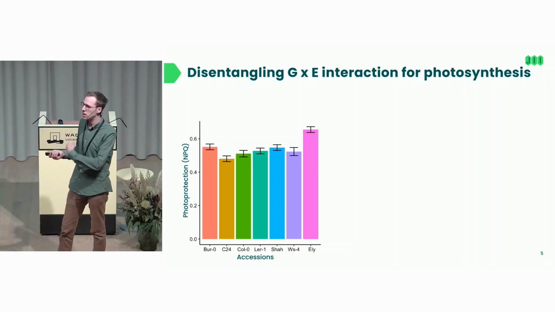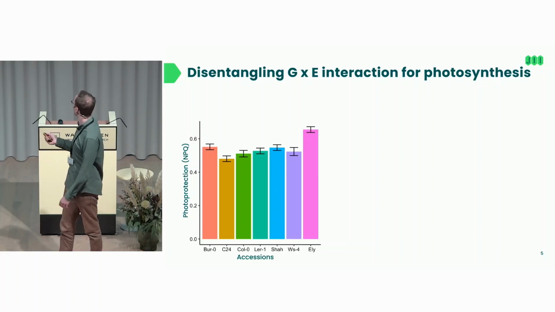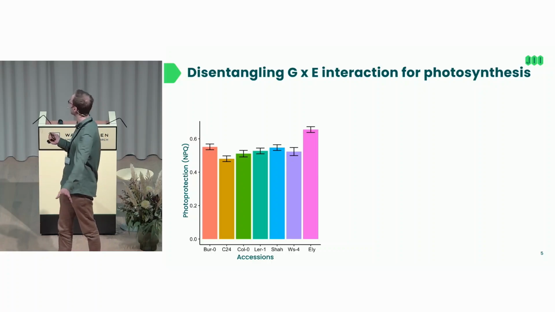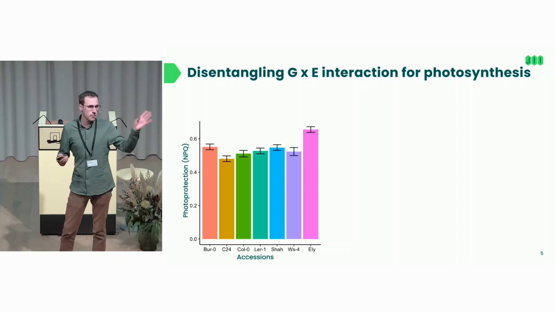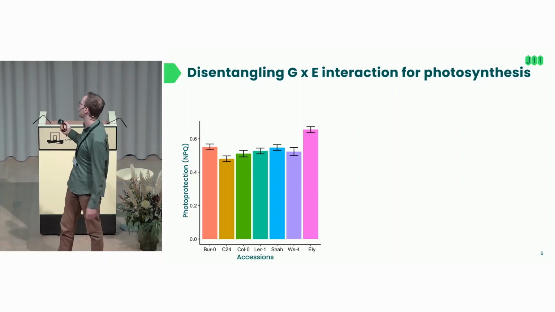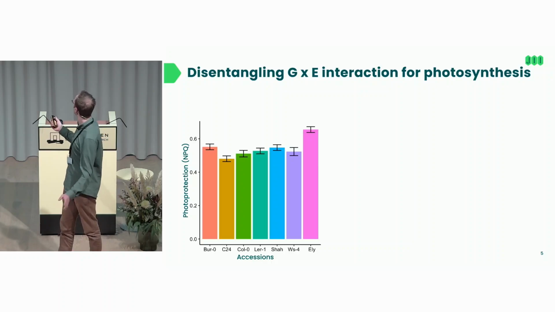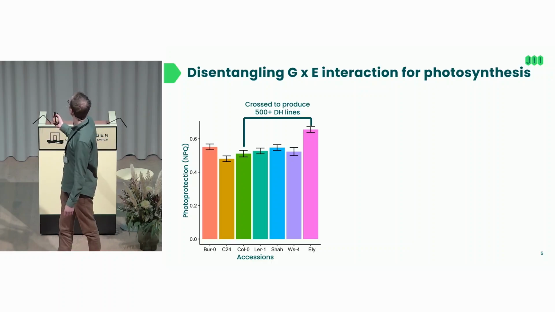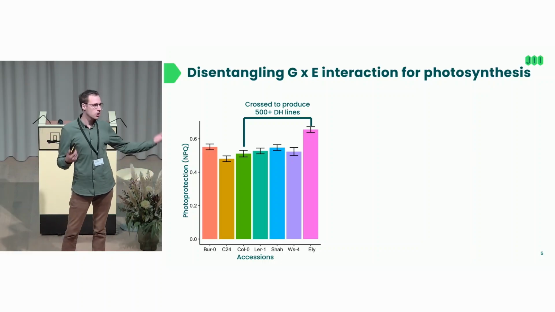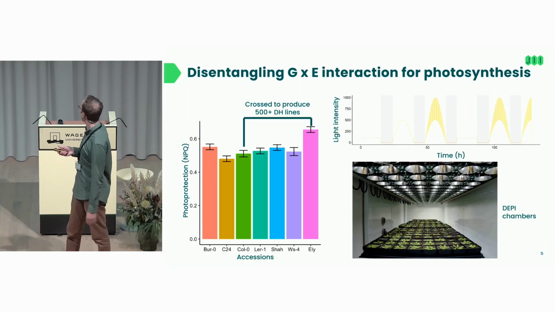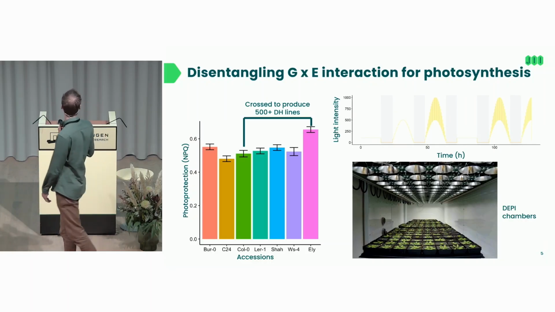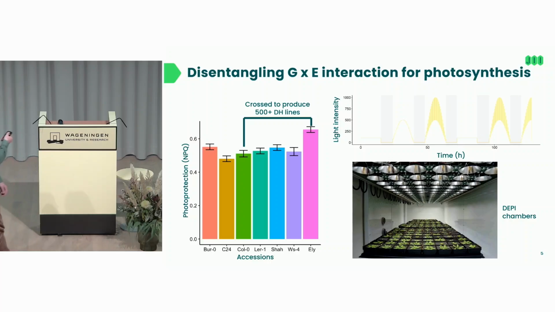This brings me back to my PhD work, which I was doing in Arabidopsis. I was phenotyping, in this case, 7 different accessions, which doesn't really matter. I was looking at photoprotection, one of the many traits involved in photosynthesis, and there was some variation there. Okay, cool. But I was interested in why this one is very much different from another one. I produced a cross, I made a doubled haploid population, a decent sized population to have proper statistical power. And the interesting thing is where we started using the DEPI chamber.